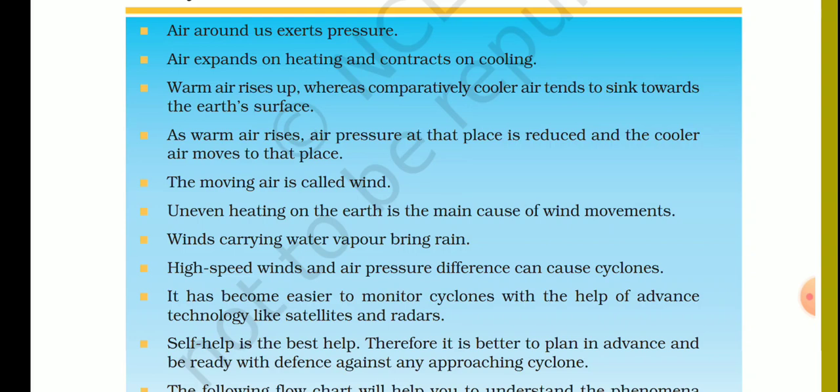Okay, students, so these are some points, you go through them again. I'm giving you the time, read these points again, because these are very important points. Yes, students, so let's move forward.